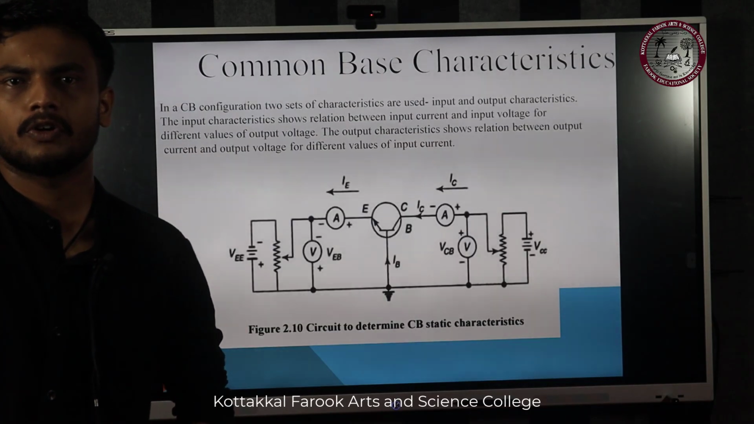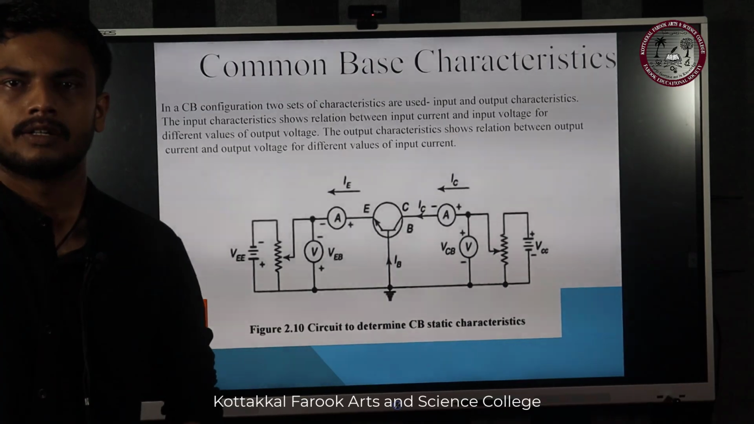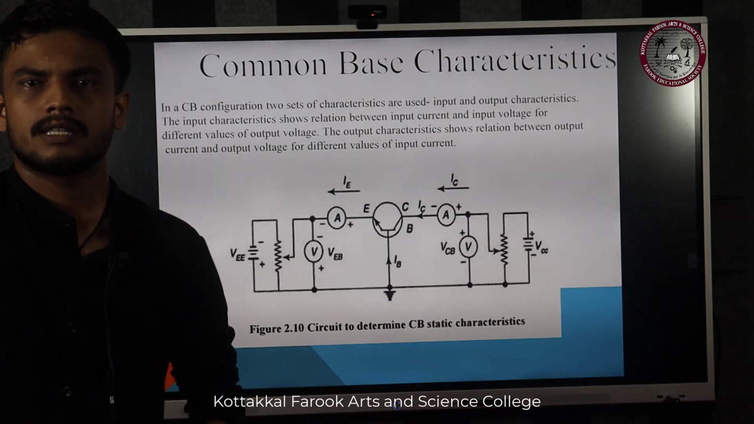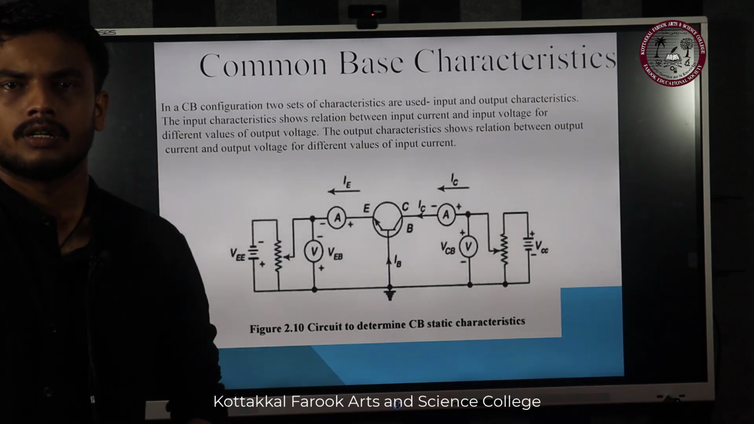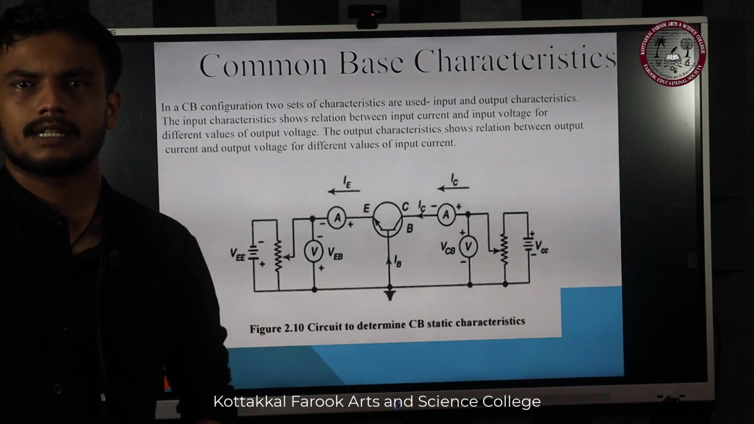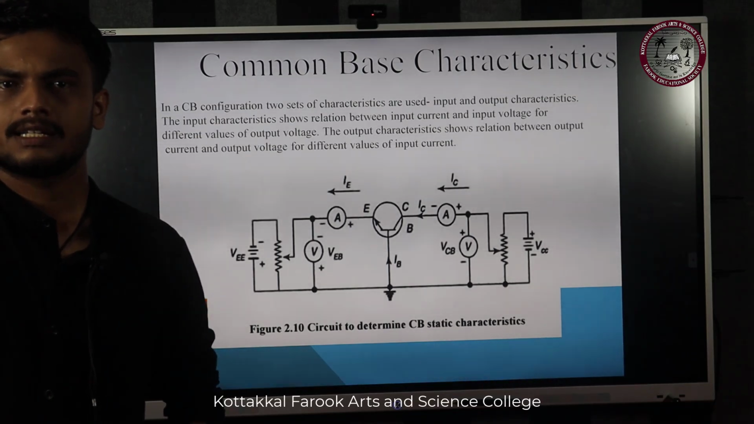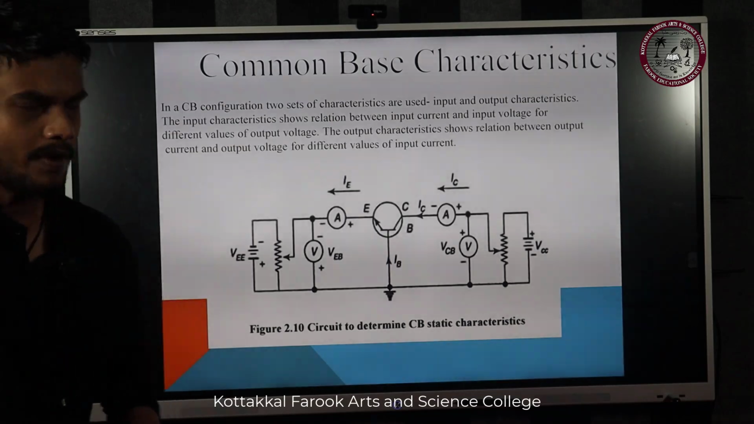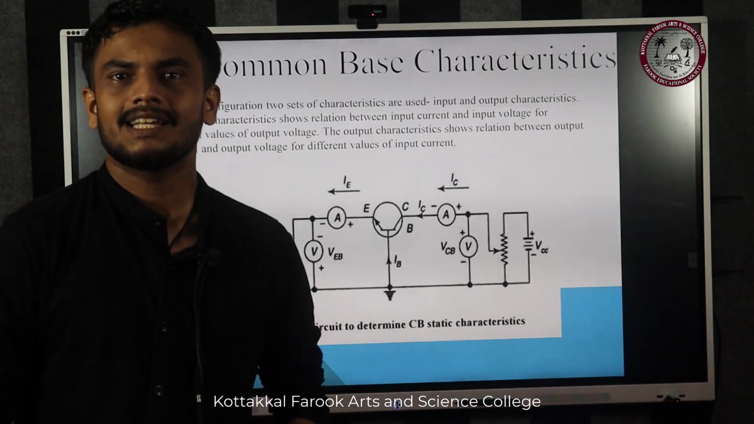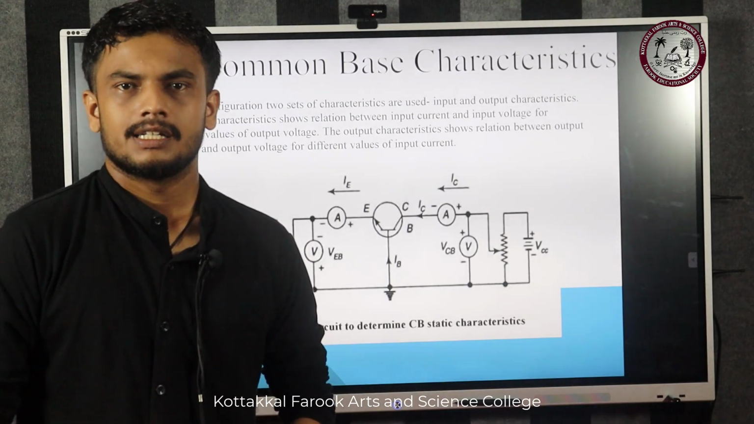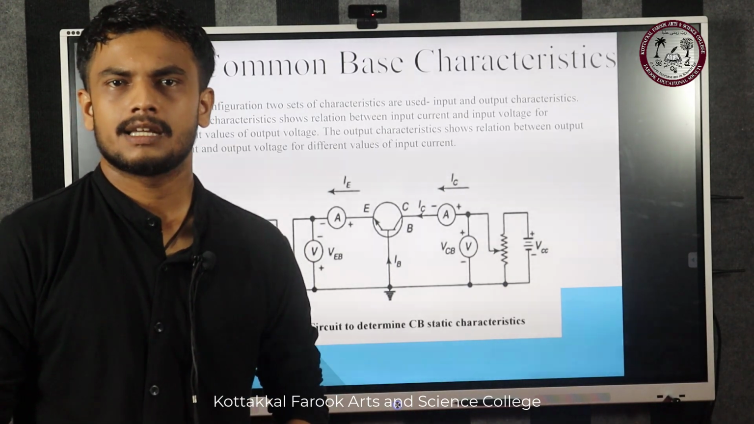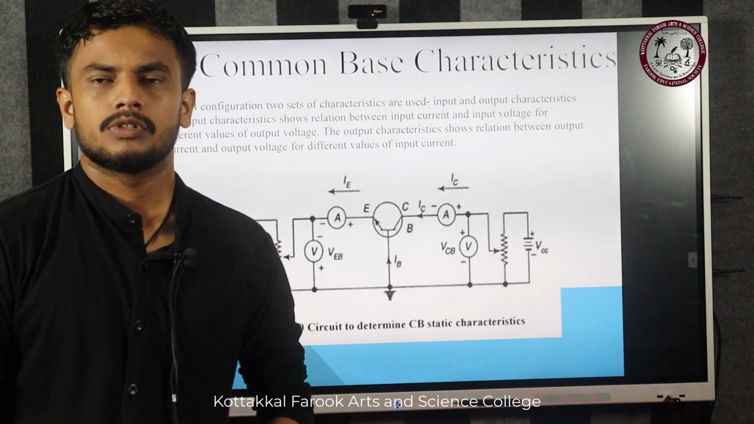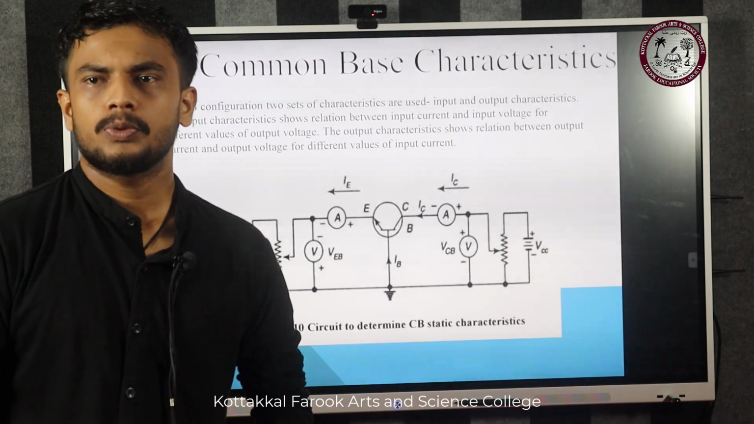We will discuss the topic of common base characteristics. For finding the common base characteristics, we have to use two ammeters as well as two voltmeters. In common base characteristics, we want to find the input characteristics as well as the output characteristics. For the input characteristics, we want to find the input current versus input voltage, and in the output characteristics we want to show the relation between output current and output voltage.